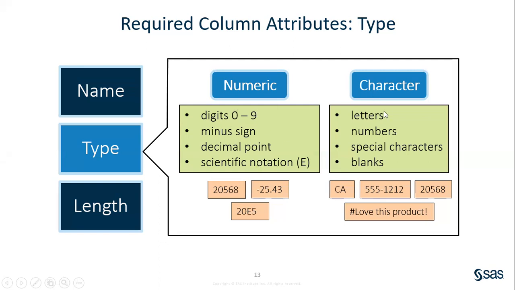Whereas character can save letters, numbers, special signs, or even blanks. All right. So letters and numbers can also be saved as characters, as you all know. And of course special signs, and blanks are also character data values.